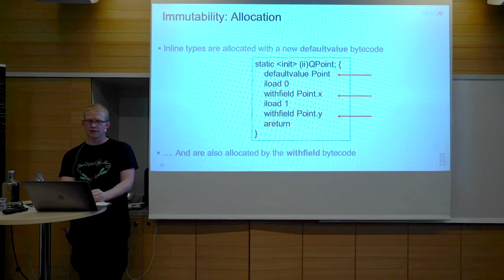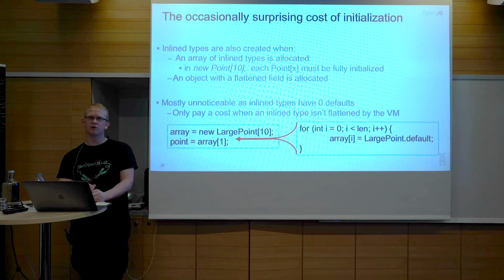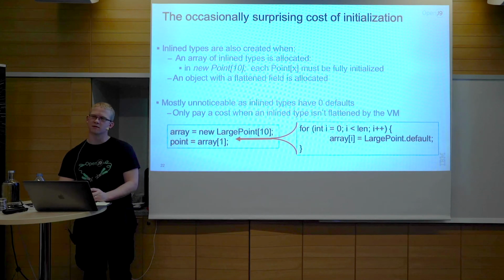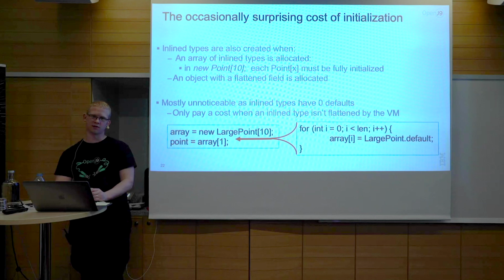All right, so we can create these things explicitly, but there's also a number of other surprising places that they get created, and that's anytime you create an array of inline types, all of the elements in it are instances of your point class or instances of your inline type. And so each one of them has to start out life initialized. Whenever you have an object that has a flattened field in it, that flattened field has to start out initialized, right? We can't have you read one of these things and have it be in an uninitialized state.